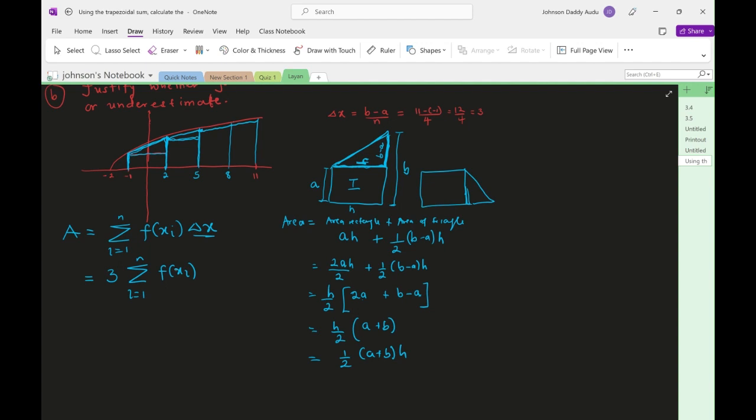That is the question. Remember, what does f of xi represent? It's going to represent like the height. Let me keep it simple here so that you can see clearly. Now let's take this first trapezoid, and compare it with what we have here.